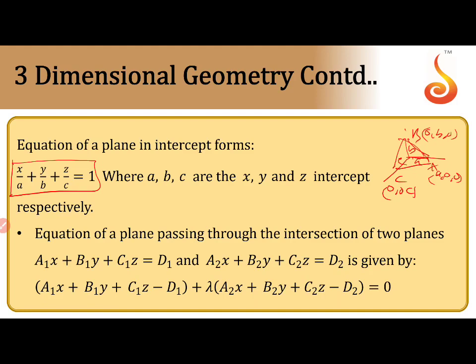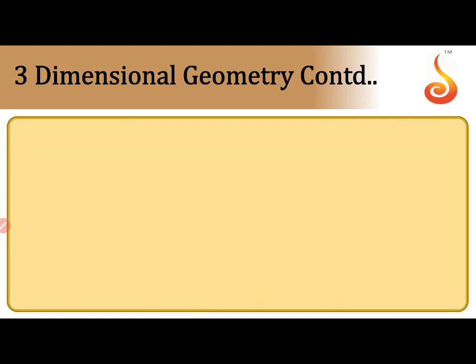Next, the equation of a plane passing through the intersection of two planes. Given two planes, the family through their intersection is also a plane, which you can take as a1x plus b1y plus c1z minus d1 plus lambda times (a2x plus b2y plus c2z minus d2) equal to 0. For finding lambda, they give some data. With the help of the data, calculate the lambda value and substitute here to get the plane equation in standard form, like ax plus by plus cz plus d equal to 0 only. Just remember the condition.